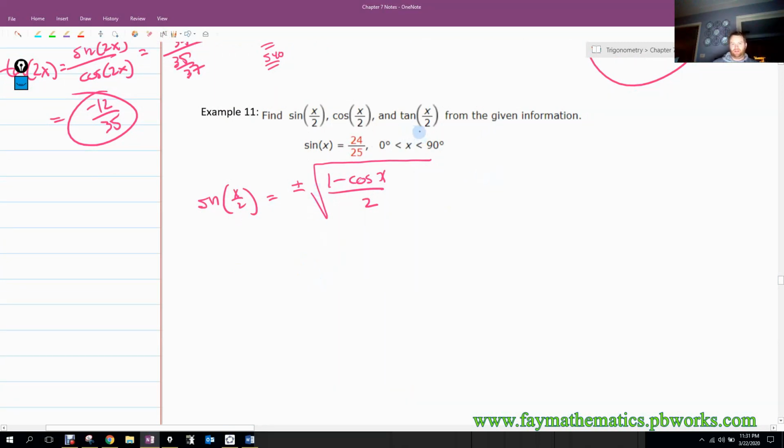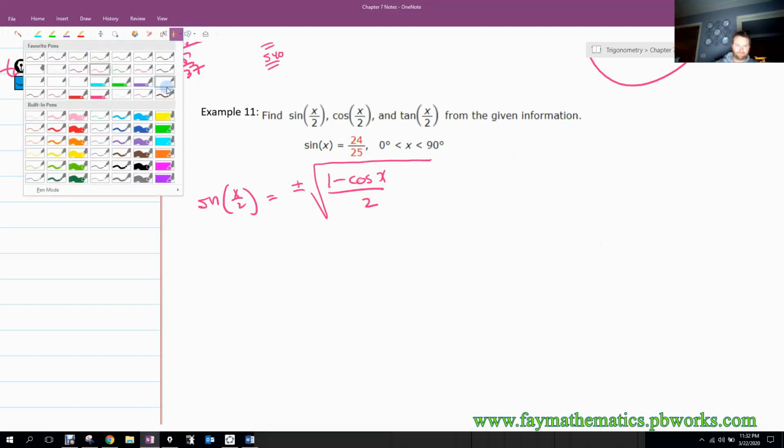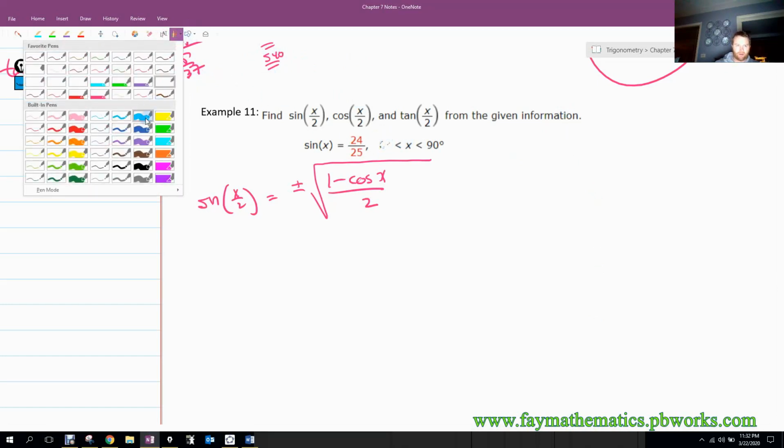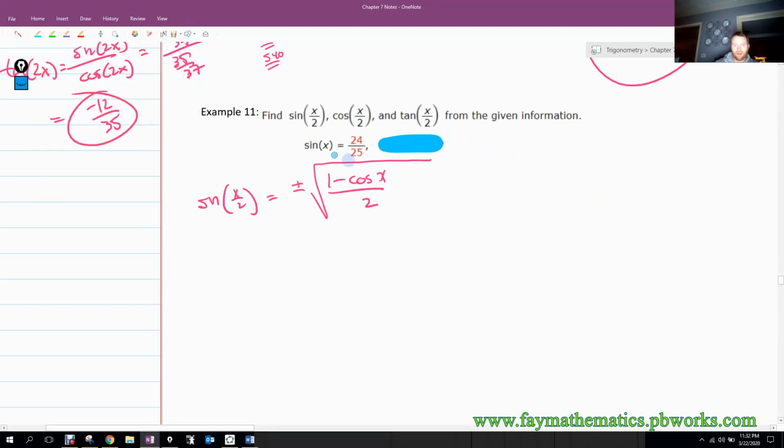Alright, so the interesting thing here is they tell you that your original angle, your full angle, is between 0 and 90, so then your half angle, when we're done, is going to be between 0 and 45. Okay? If they would have told you that your angle is between, let's actually do it this way. Let's say instead of between 0 and 90, let's just wipe that away.